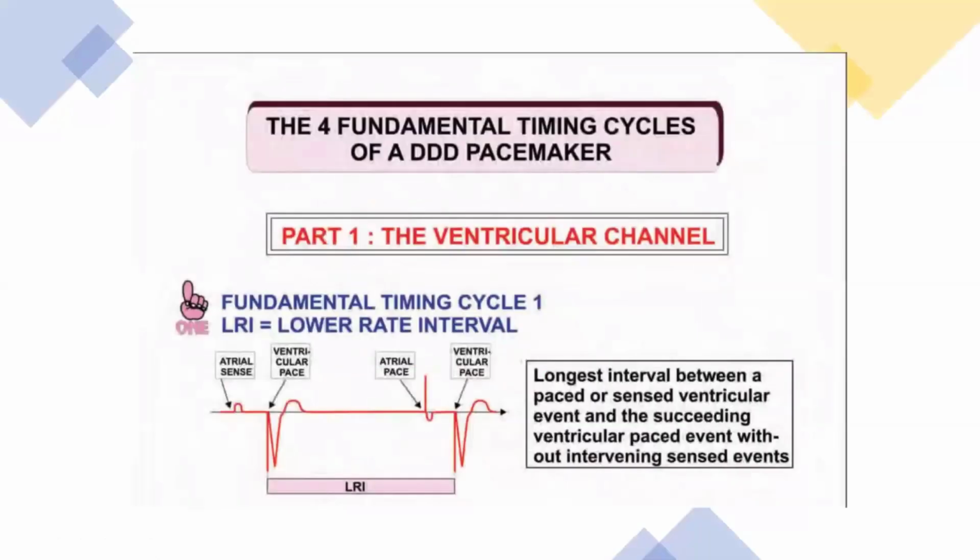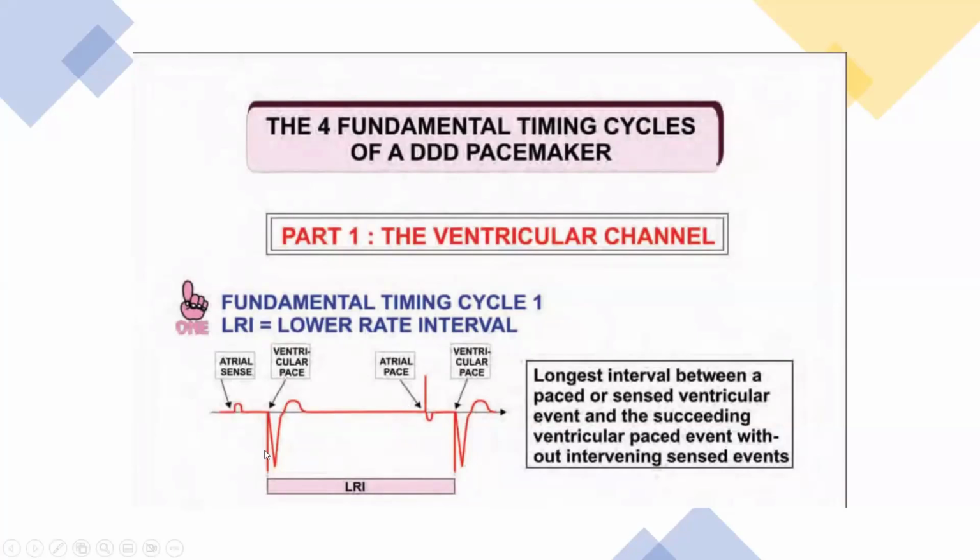To act in dual chamber mode, we need some intervals, some programming that needs to be put in the pacemaker to make it act in a dual chamber way. Like the first, the lower rate interval. We get it from the VVI pacemaker. It's the time from the ventricular spike to the next ventricular spike, provided there is no atrial sensing between.